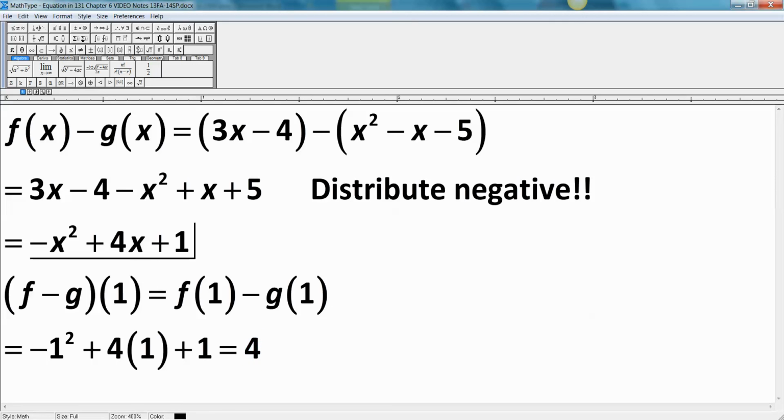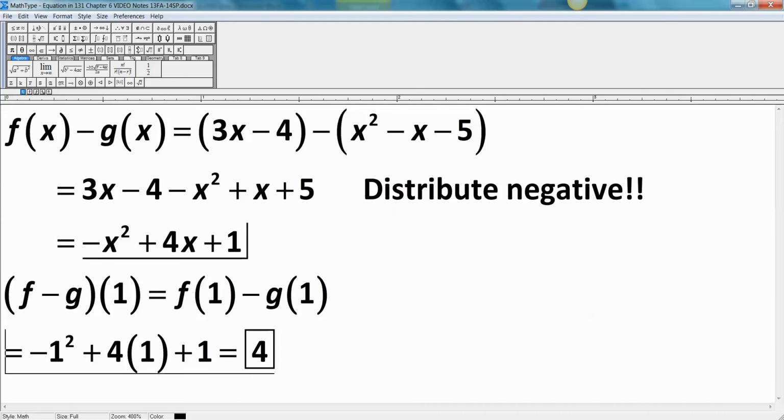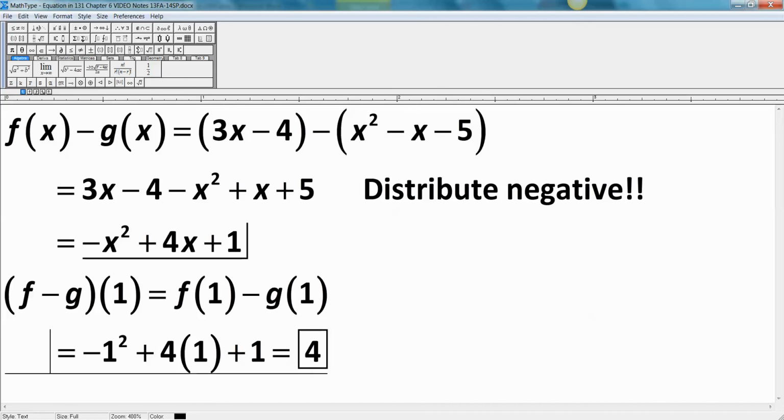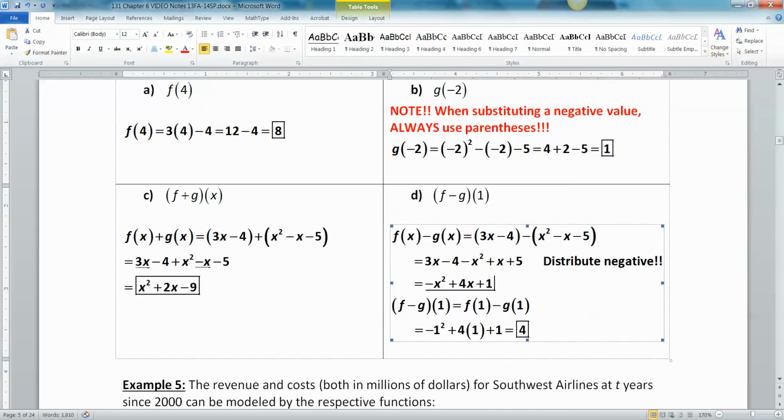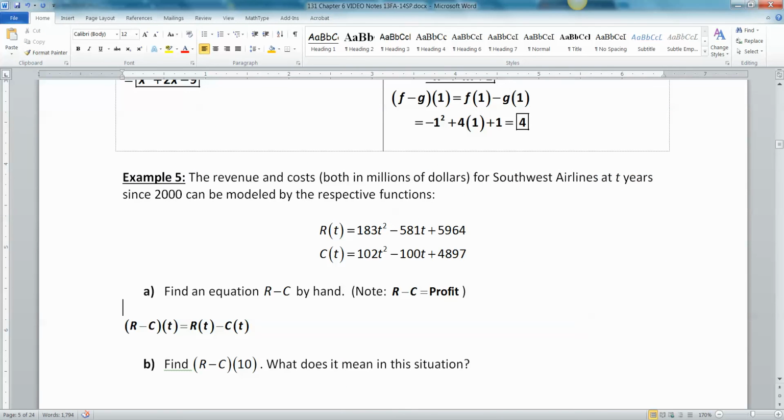So again, there is another way to do this problem, but I wanted to show you guys how to do this by finding f of x minus g of x. That's important. And then we'll take 1 and plug it into that function, which we did. All right, so now we just have to do this little problem back here.